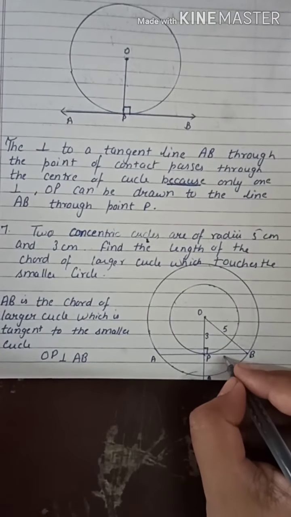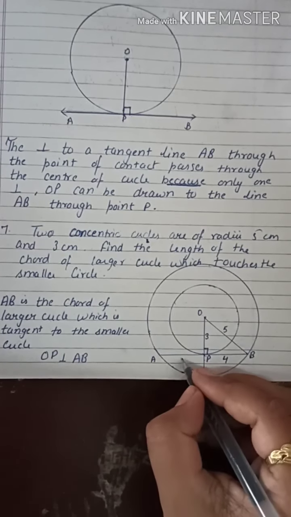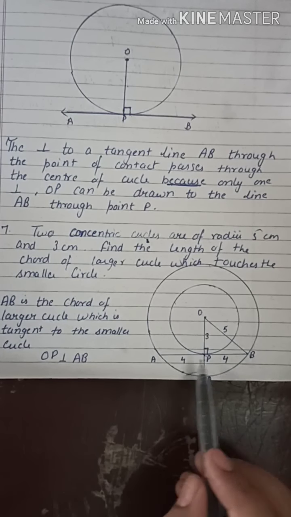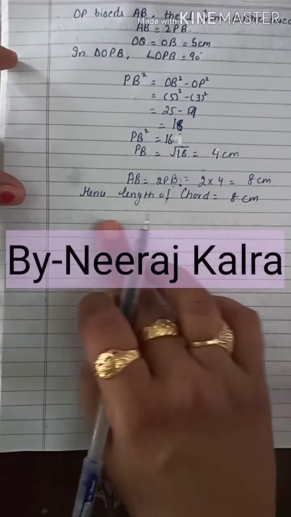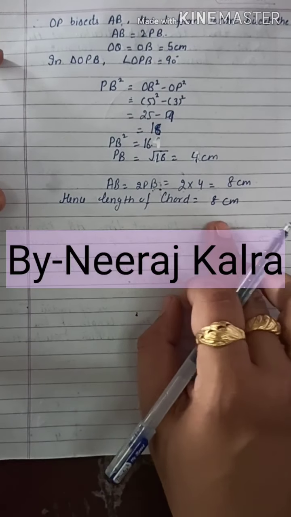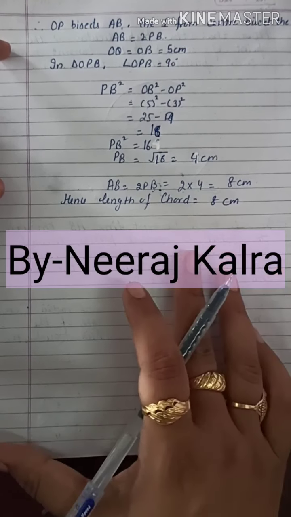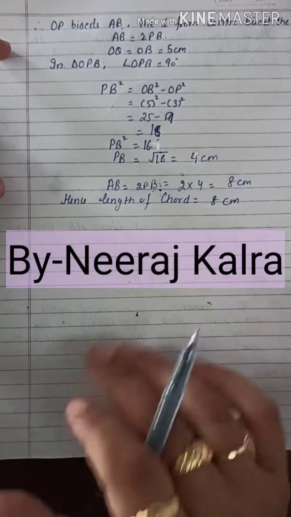We have found this PB as 4. This is 4 and AP is also 4. After adding AP plus PB, 4 plus 4, the full length will be equal to 8 centimeters. So the length of the chord is equal to 8 centimeters. This is the proof of my question number 7. In the next video we will discuss the further questions. Thank you very much.